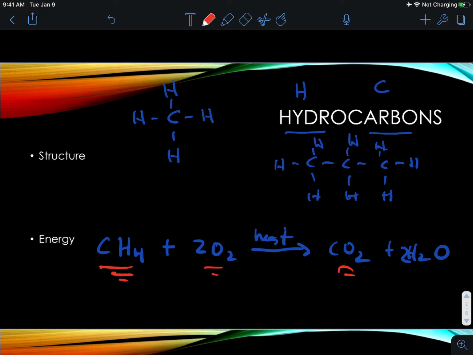So effectively, here's the water molecule. We have to form these bonds. That's going to release energy. That's H2O. Turns out that there's more energy released from forming the bonds than was needed to break them. That's what makes it a fuel. That's what keeps it self-sustaining.